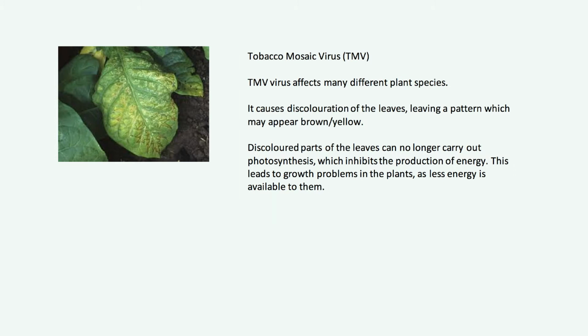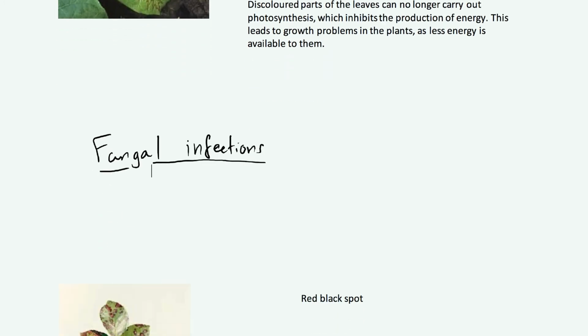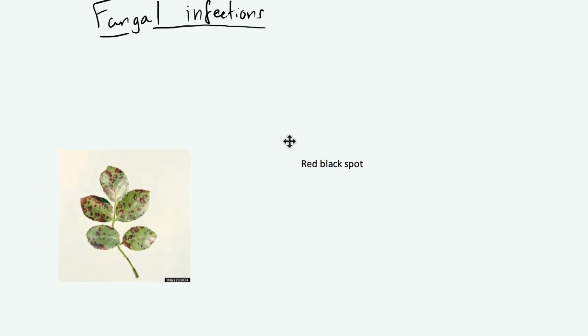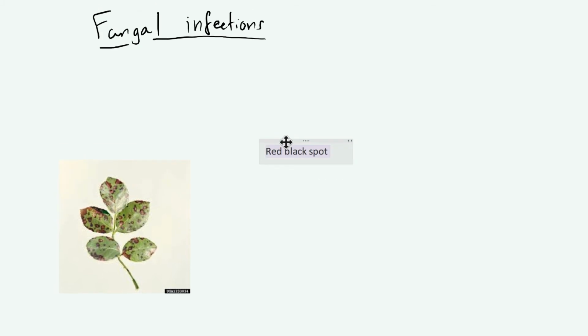Alright, so that'll do it for the viruses. Next we're going to have a look at fungal infections. They are the ones, obviously, which are caused by fungi. Now, the first one we're going to have a look at, or the only one really we're going to have a look at, is red-black spot. This is the only one that you need to know.